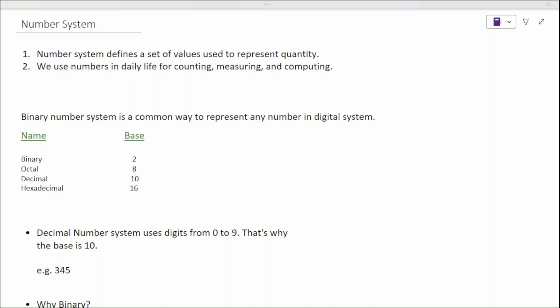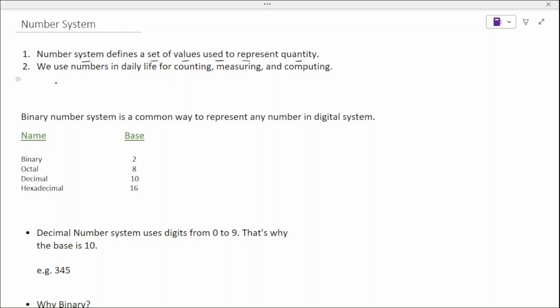So in this video we will understand what is number system, why binary number system is used in digital electronics, different types of number systems and important number system conversions. So let's begin. Now what is number system? A number system defines a set of values used to represent quantity. We use numbers in daily life for counting, measuring and computing.